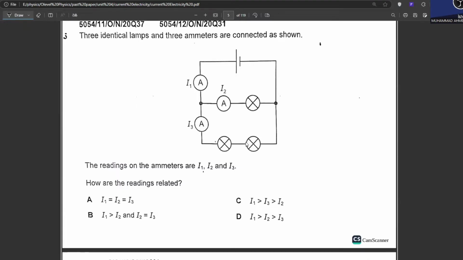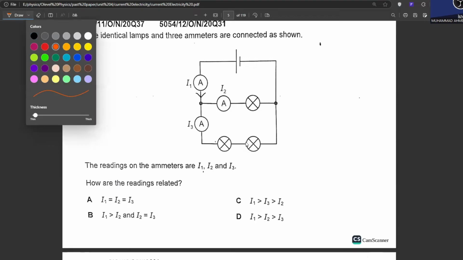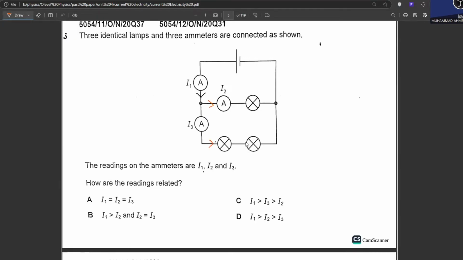So if you closely look, I1 will be the greatest. Why? Because I1 is the current that further gets divided into I2 and I3. Let's say, for example, I1 is 3 ampere. It will get divided into two halves between I2 and I3. So I1 will be the greatest, that's for sure.